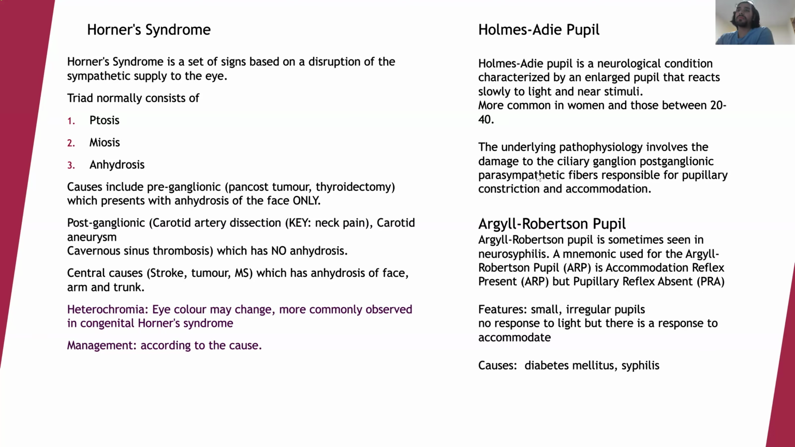And we also get the Argyll Robertson pupil. This is seen in neurosyphilis. I don't know if you've done your sexual health yet, but it's a tertiary syphilis, later symptom. The mnemonic you can use for this is ARP: accommodation reflex present, but pupillary reflex absent. So that's a small irregular pupil, and that's how it's different to a Holmes-Adie pupil. There's no response to light, but there is a response to accommodation. Again, it usually says they have untreated syphilis or something.